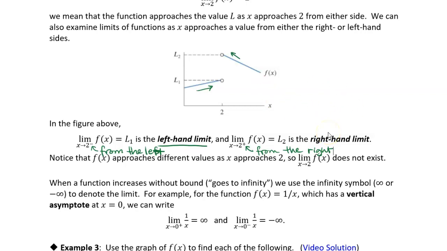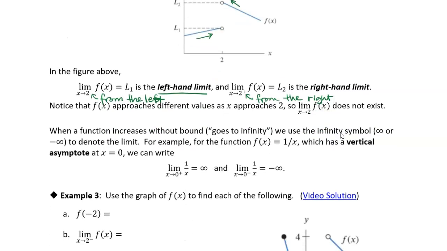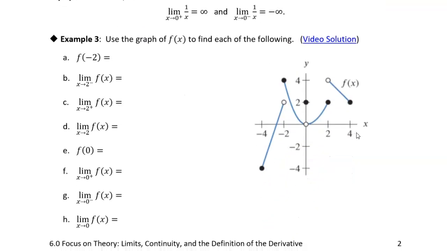All right. So we can use right and left-hand limits to also look at what's happening around asymptotes, like 1 over x. So let's take a look at example 3 now. Here we have a function in this graph, and we want to look at these various values.